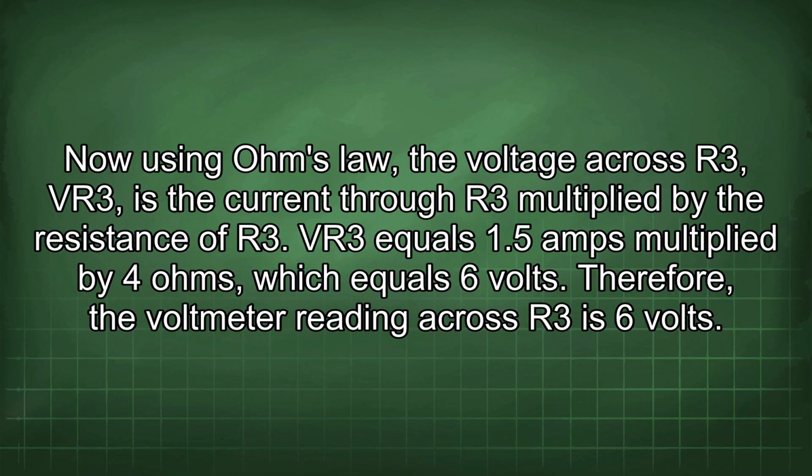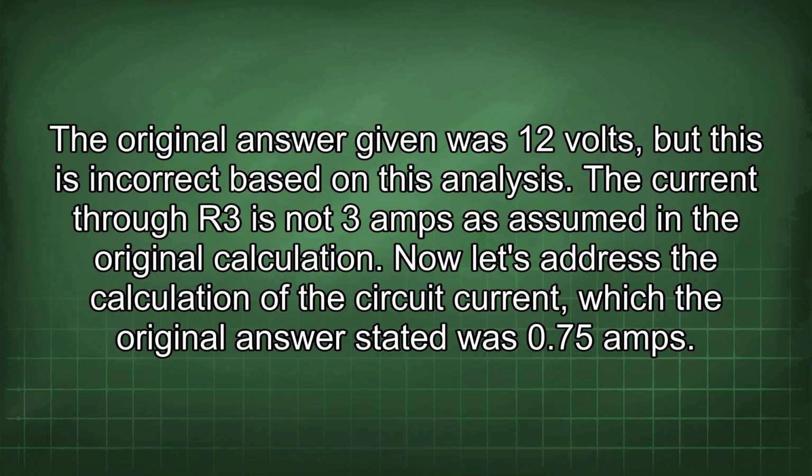Now using Ohm's law, the voltage across R3, VR3, is the current through R3 multiplied by the resistance of R3. VR3 equals 1.5 amps multiplied by 4 ohms, which equals 6 volts. Therefore, the voltmeter reading across R3 is 6 volts. The original answer given was 12 volts, but this is incorrect based on this analysis. The current through R3 is not 3 amps as assumed in the original calculation.